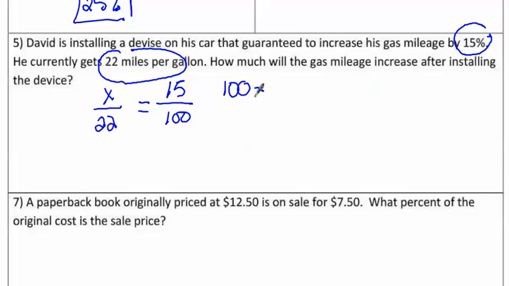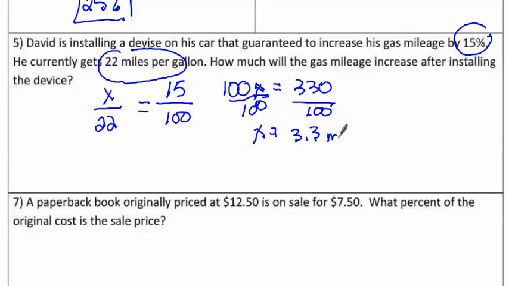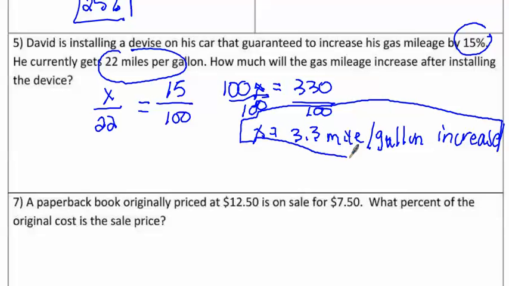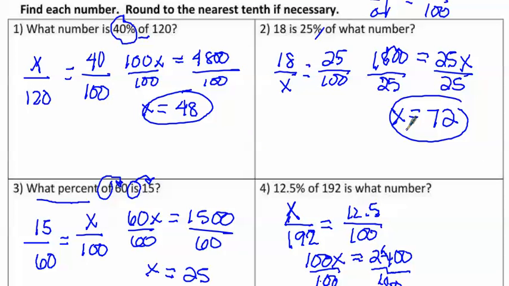So once you cross multiply, you get 100x equals 330. Divide each side by 100, and you get 3.3 miles per gallon increase. Try numbers 2, 4, and 7 after you pause the video. Check your answers with the ones written below.